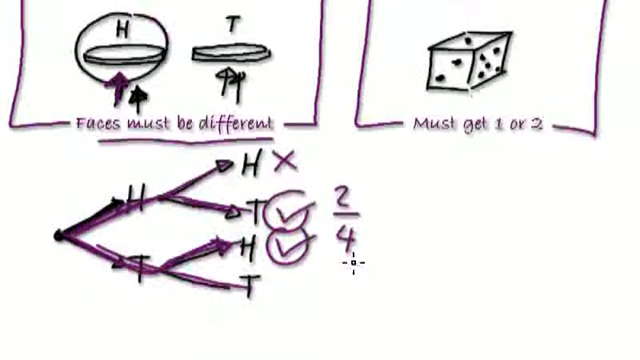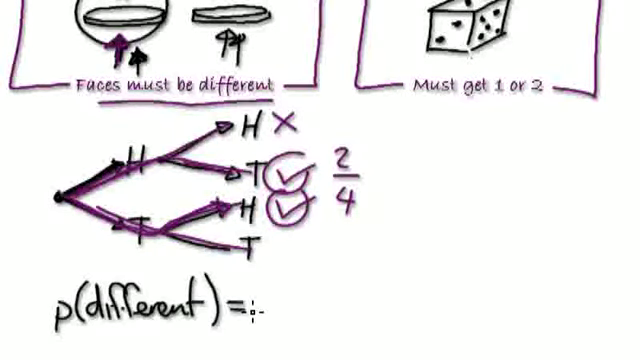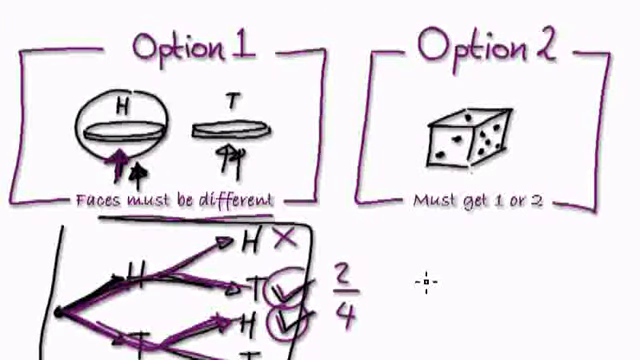So here the probability of, let's say, different, equals 2/4, because remember, we've drawn a map of all the possible things that could happen, and this route here is good, this route here is good. So it's 2/4, which is a half, which means the probability is 0.5. Okay, now let's have a look at option 2.